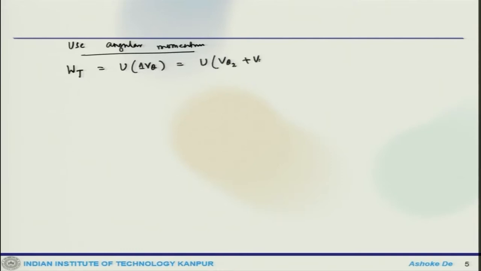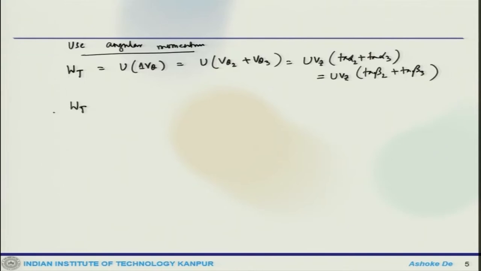Now we use the angular momentum. So, using that, what we can write is U delta V theta, which is U (V theta 2 plus V theta 3). So, one can write U Vz (tan alpha 2 plus tan alpha 3) equals U Vz (tan beta 2 plus tan beta 3). All this one can write from these velocity triangles that we have already drawn or discussed.